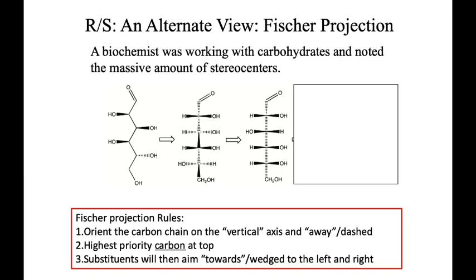Some of the extra rules. Number one, our highest priority carbon has to be at the top of our carbon chain. If we take a look, we had a carbonyl carbon versus an SP3 carbon. Technically 2 oxygens connected to it as opposed to 1, so the carbonyl is at the top. When this is all aligned, then the substituents, things connected to the carbon backbone, will always aim towards you, wedged at you, either left or right. Because that is the case now, all of that backbone can ultimately be simplified out.